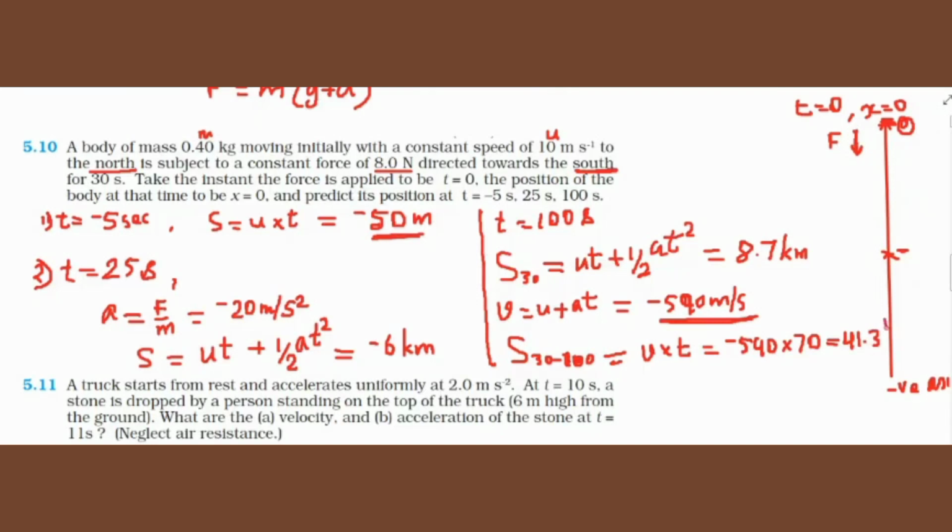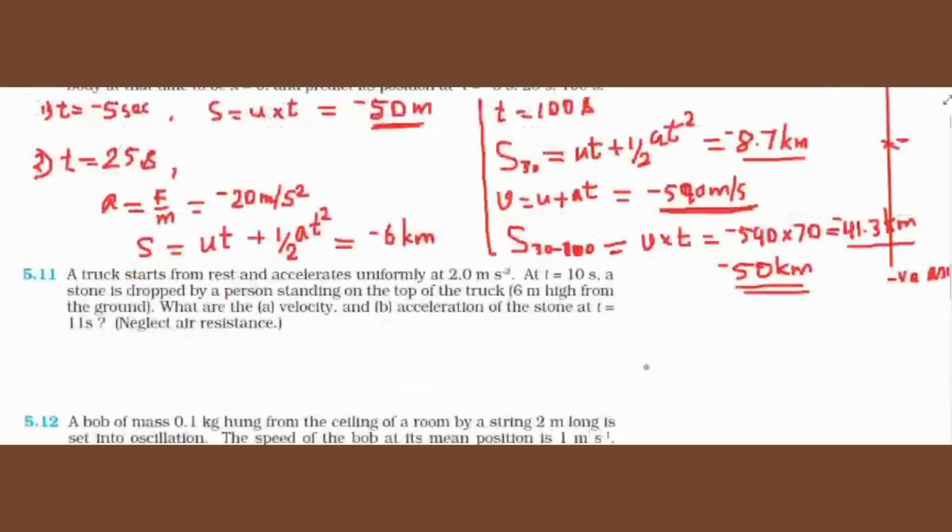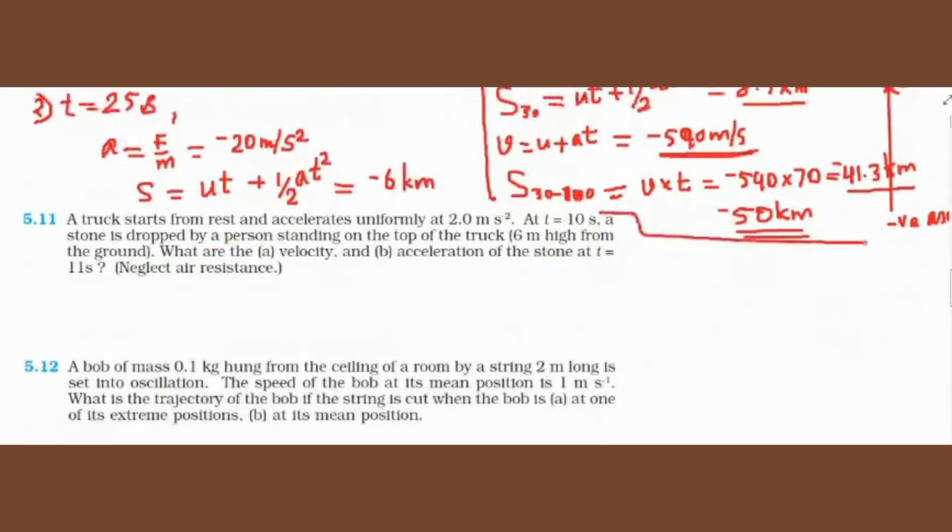Now the total distance, from 0 to 100, we have to find out. So what you have to do, these two values you have to add to get the answer. For the object traveled for 100 seconds, you'll get the answer around 50 kilometer. Just try to calculate and find the answer. Of course it is negative. All values are negative, because due to force the object is traveling along negative axis, I told you already.